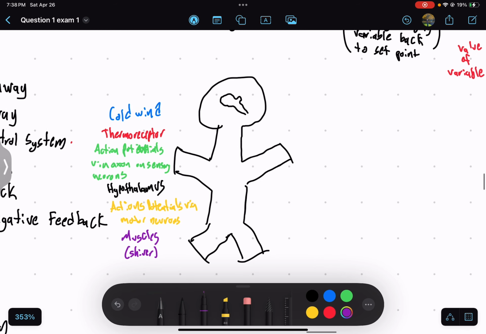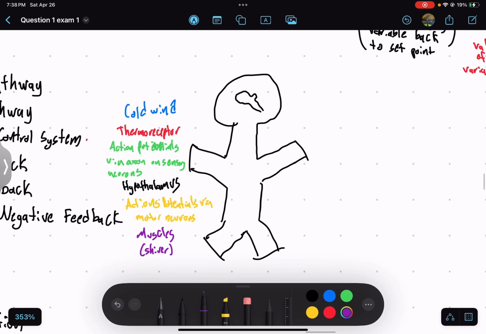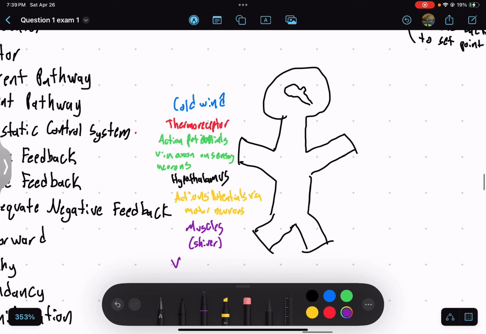Now, using this example, I'm going to teach a little bit about hierarchy. Another thing this cold wind will do is send a signal through the thermoreceptor and cause an action potential to be sent via axon on sensory neurons, triggering the hypothalamus to send a response. Then it'll send another action potential via the neurons to the smooth muscles of vessels to vasoconstrict. So it'll also cause vasoconstriction just through a different efferent pathway.